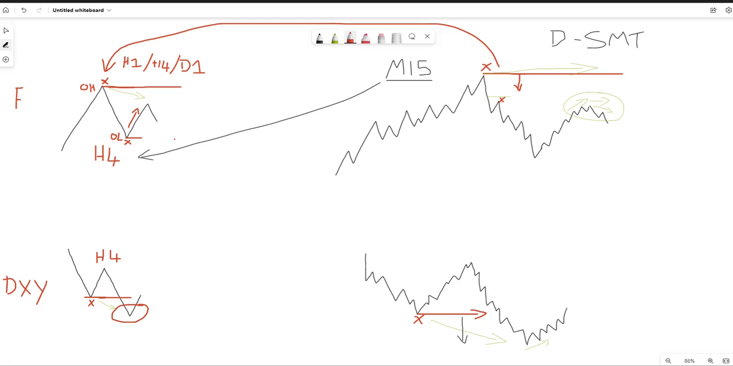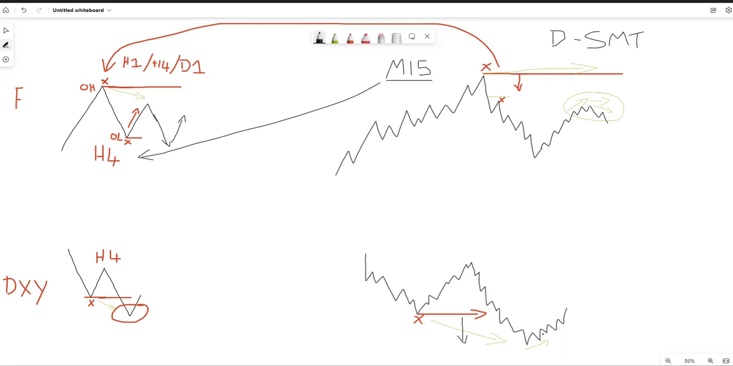So possibly the other situation would have been the ICT traders waiting for this mitigation to occur down here and then only taking the trade when it comes back to either test the mitigation or to test, because then they're waiting for that structure break.